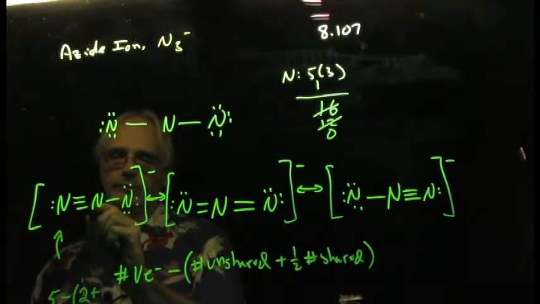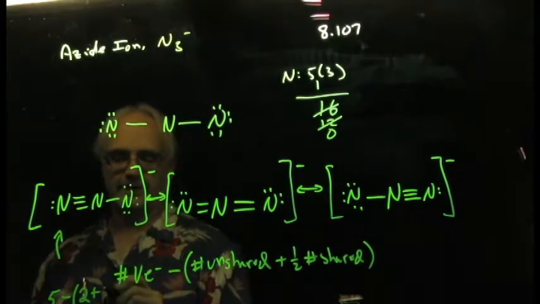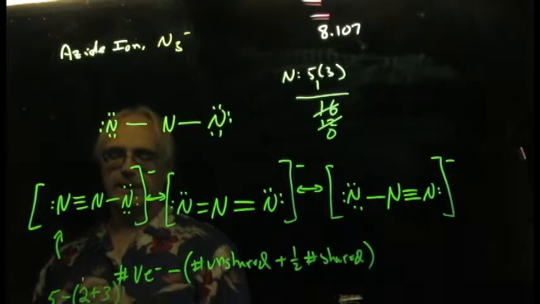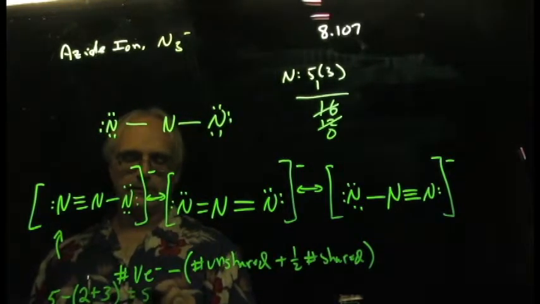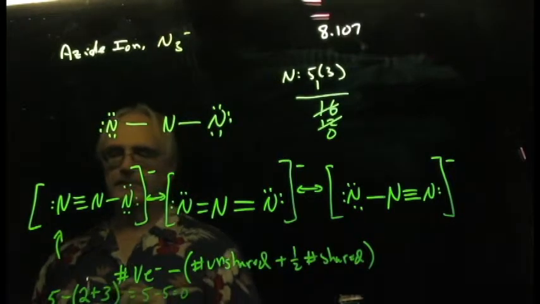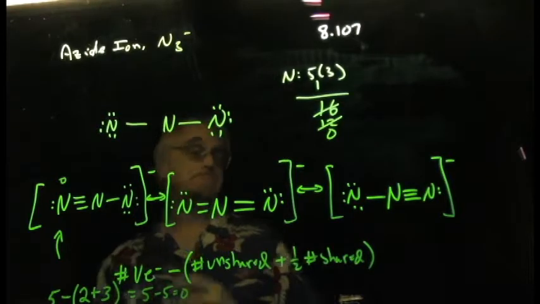There are 1, 2, 3, 4, 5, 6 shared electrons. Half of that is 3. Okay. 5 minus 2 plus 3 is 5 minus 5 equals 0. This particular atom has a 0 formal charge.